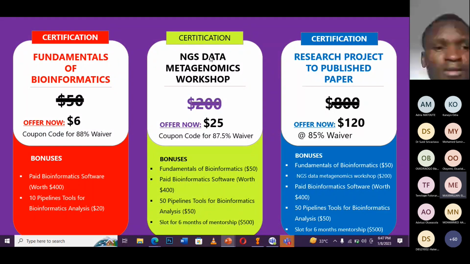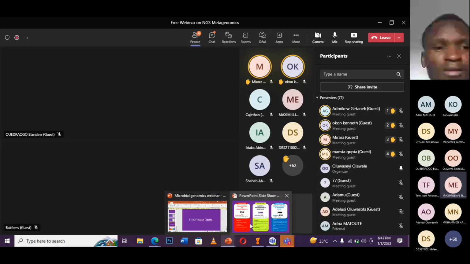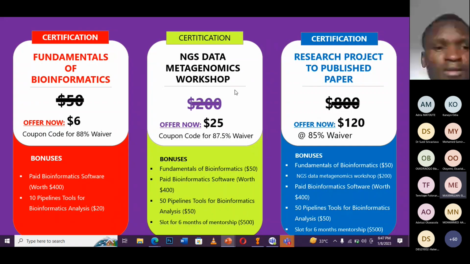Then the next thing we have is the NGS data metagenomics workshop. Okay, so this is the workshop I'm talking about. We'll be working with WGS samples. Okay, NGS data metagenomics workshop.